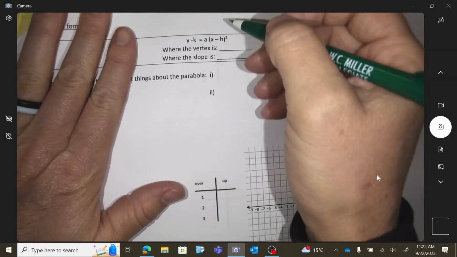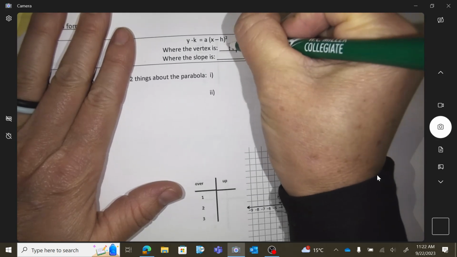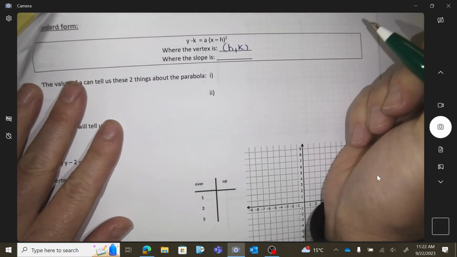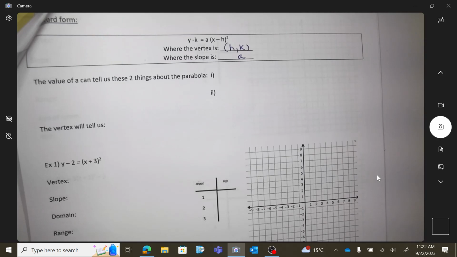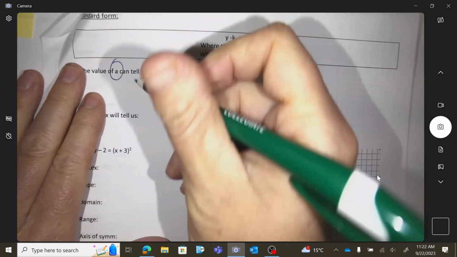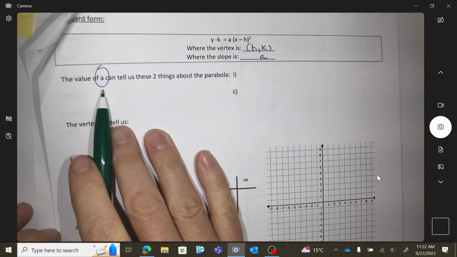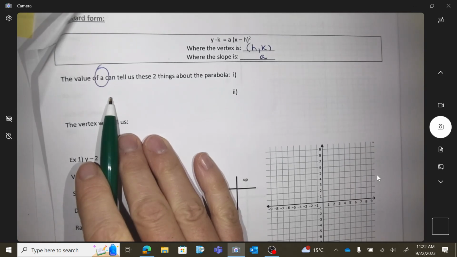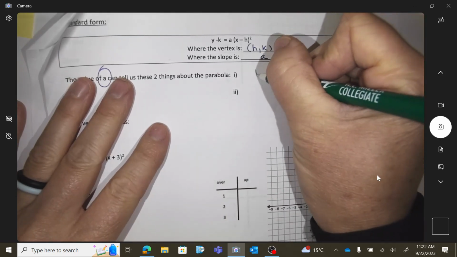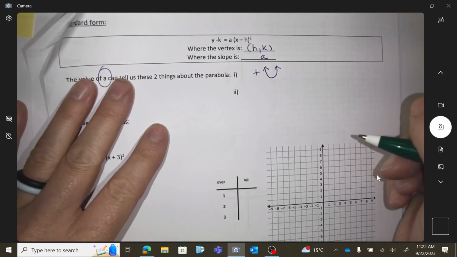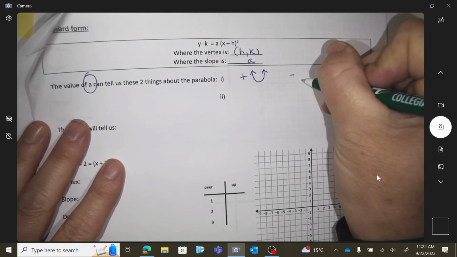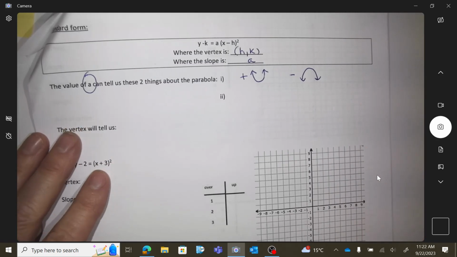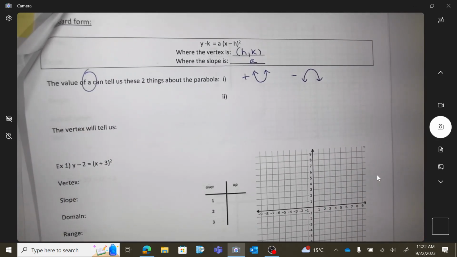Okay, standard form. The vertex is (h, k), and then the slope is the a multiplier, the multiplier number. The value of a can tell us what again? This is all the same. A can tell us if it's positive, it looks like that. And if the negative multiplier is in the front, then it looks like that. So a can tell us if it's up or flipped.